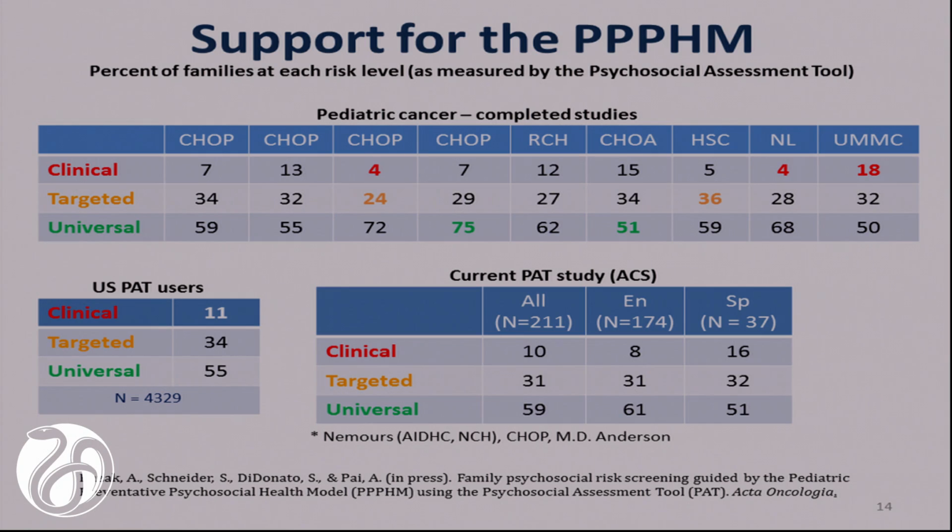This is fairly consistent. These are people that use the PAT clinically, not as part of a study, and you see a fairly consistent pattern there. This is our current study from the ACS, and these are brand new data. It's an ongoing study. I don't want to make too much of it, but I can't help but notice that we're seeing 8% of the English-speaking families in the clinical range and 16 for the Spanish. So we obviously have to continue collecting data there.